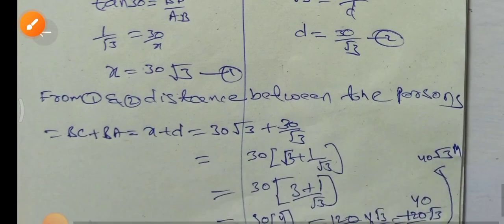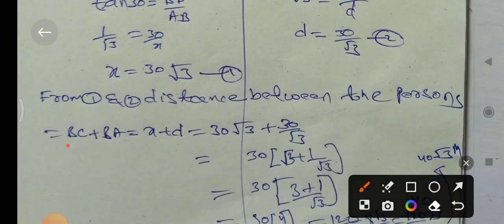From 1 and 2, the distance between the persons is BC plus BA.